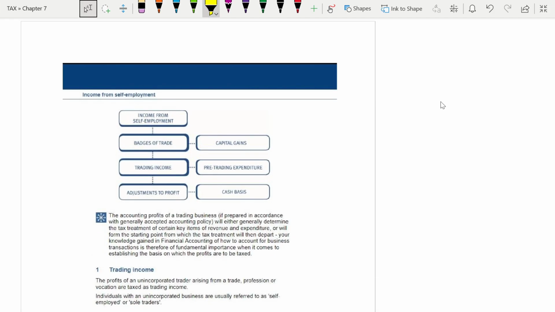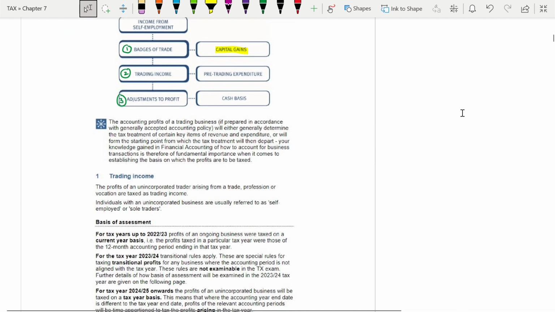What are the new things we are going to learn? You will have something called capital gains. This is the only new thing. Capital gain is nothing but, if you are investing for more than 1 year and then you sell it off, that has to be treated separately. We have a few things to note here: we are talking in terms of badges of trade, which lead to capital gain. You will have trading income, pre-trading expenditure, and adjustment of profits with respect to the cash basis. A little bit very specifically.